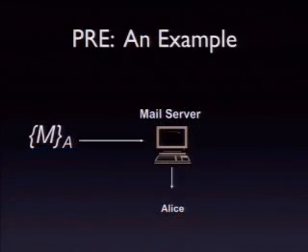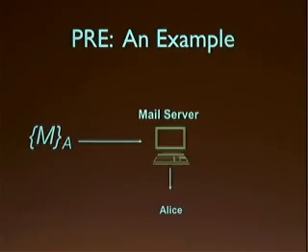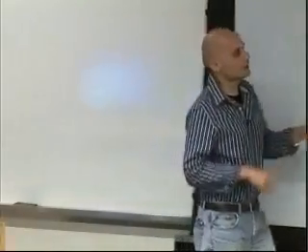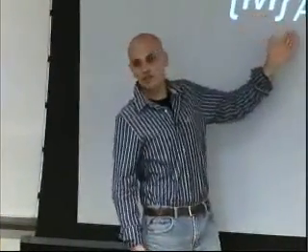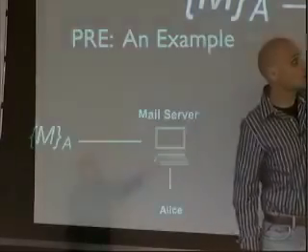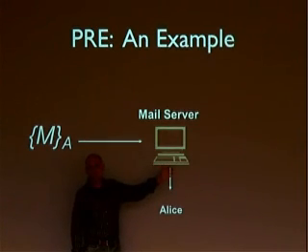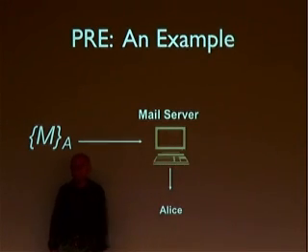So what is proxy re-encryption? And why is it useful for the cloud? So proxy re-encryption basically is the following. Suppose I have a message encrypted for Alice, okay? I would like to have this server. So this encrypted email goes to the mail server, right? And the mail server forwards this to Alice.